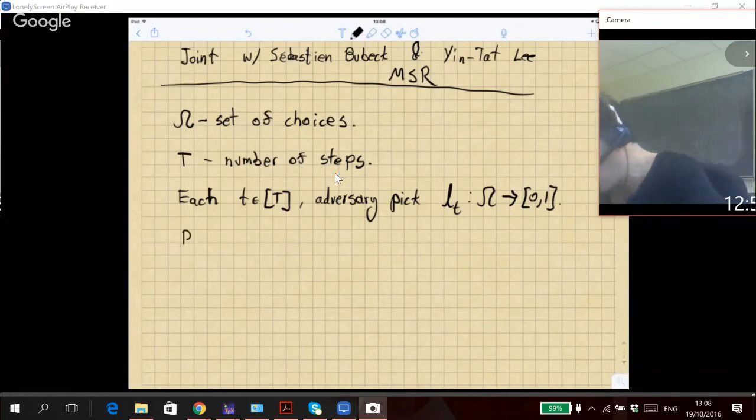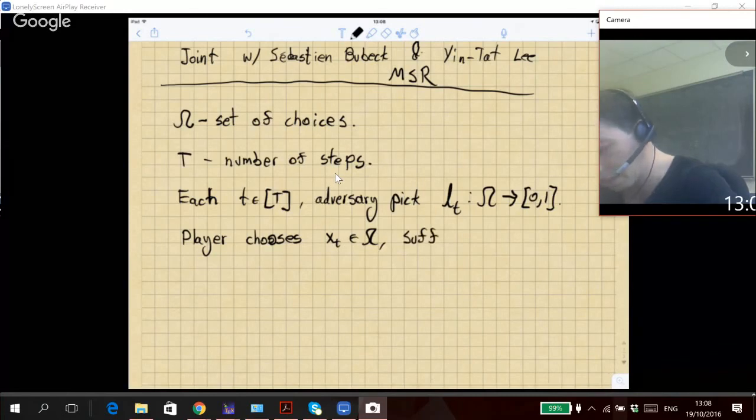The player, at the same time, chooses some point x_t in omega, and basically suffers a loss l_t at x_t.